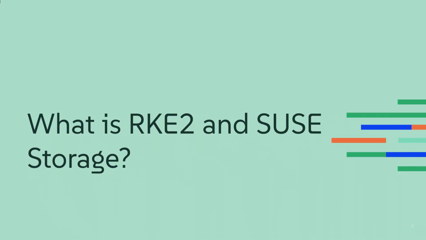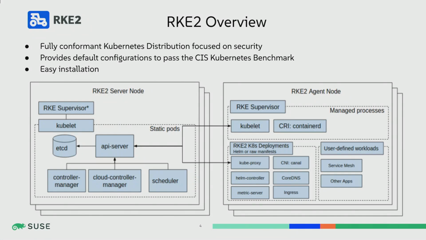So starting with what is RKE2 and SUSE storage. RKE2 is a fully conformant Kubernetes distribution focused on security. It provides you default configurations to pass the CIS Kubernetes benchmark. For those who don't know, CIS stands for Center for Internet Security, and it contains all the standards that you need to pass and maintain to keep your Kubernetes cluster secure. So RKE2 already does that for you by default, so you don't have to worry about performing those configurations manually.